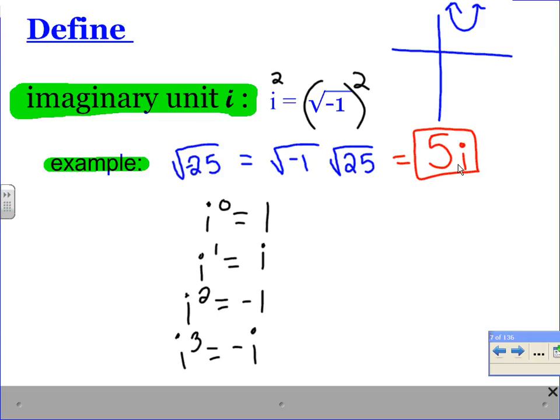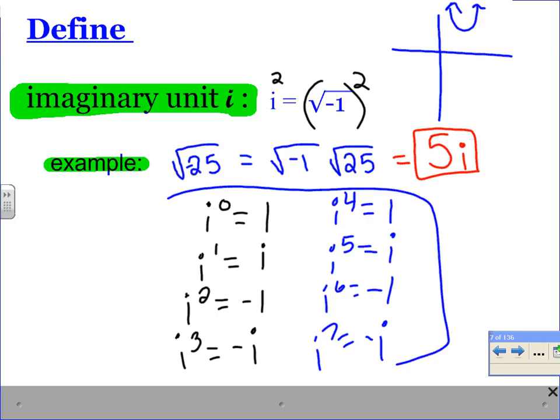Okay, so we're going to go back to that. I to the 4th to make a second column. I to the fourth is 1, because you could go back and say negative 1 times negative 1 is 1. I to the fifth is I, I to the sixth is negative 1. I to the seventh is negative I.